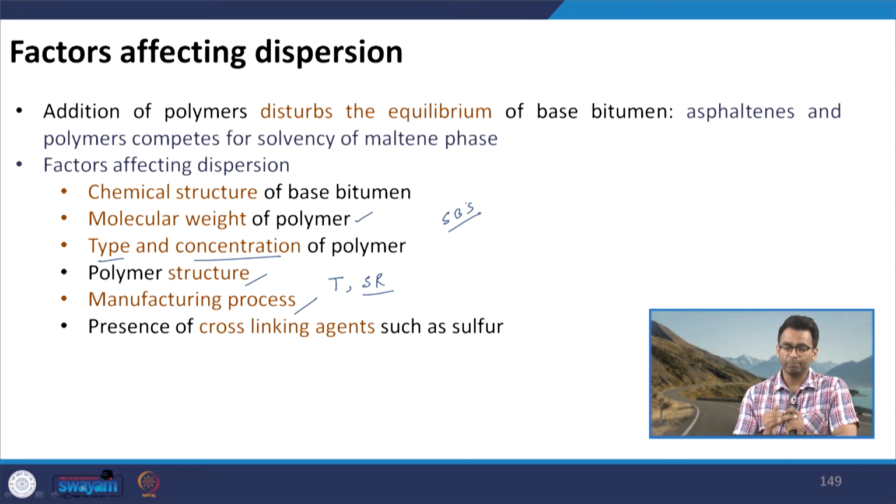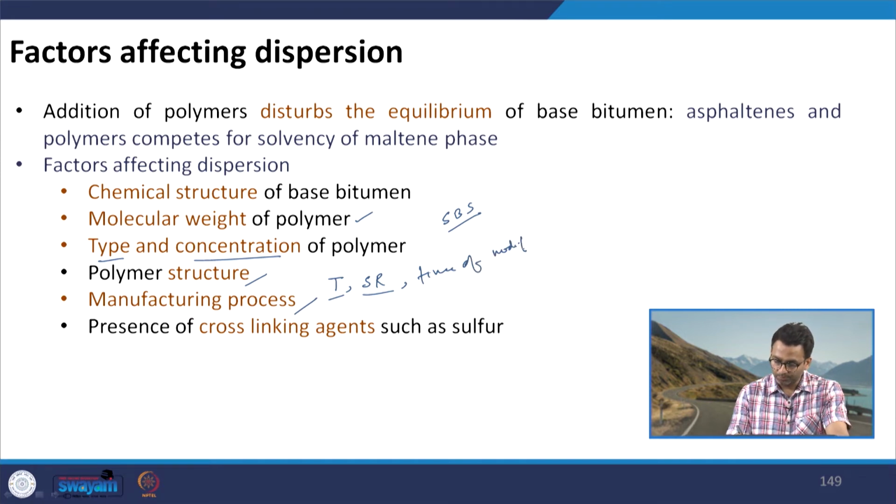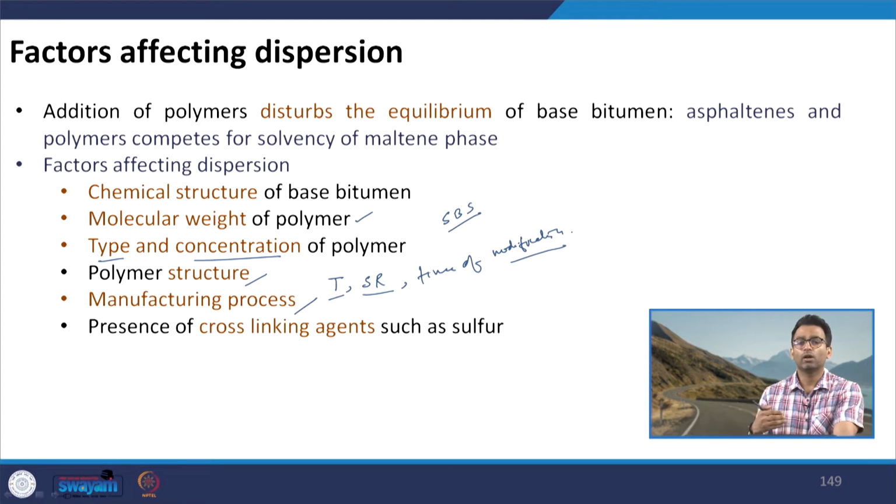If you talk about other forms of polymers, let us say EVA, other than shear rate, the temperature is more important. Depending on the type of polymer, we have to decide which manufacturing parameter will play a more dominant role in governing the dispersion characteristics. So, this will depend from polymer to polymer. Ideally, temperature, shear rate and time of modification, these factors control the dispersion of the polymer into the bitumen system.